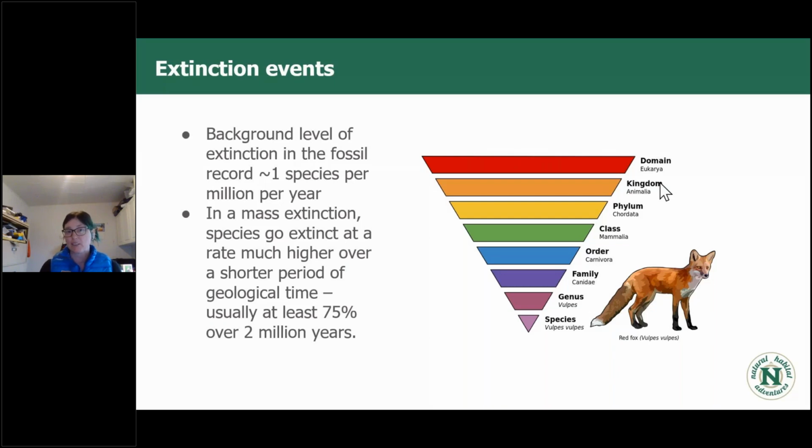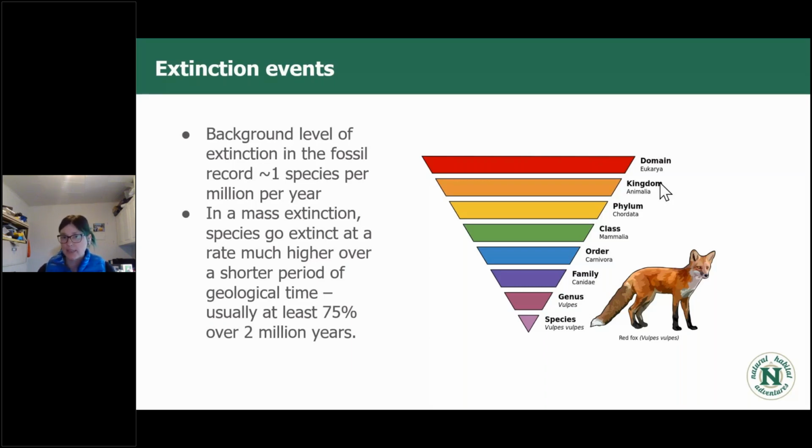But in a mass extinction, species go extinct at a rate much higher over a shorter period of geological time. And as we talk about mass extinction, we're usually talking about a rate of about 75% of species loss over 2 million years or less. Now, the Devonian is spread out over a larger period of time with a number of individual events within it, each of which may have qualified as a mass extinction. So we tend to lump them together because they occurred approximately at the same time.